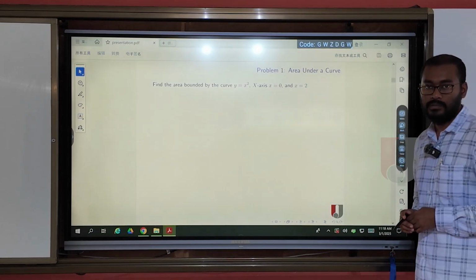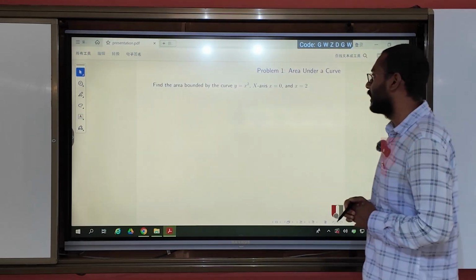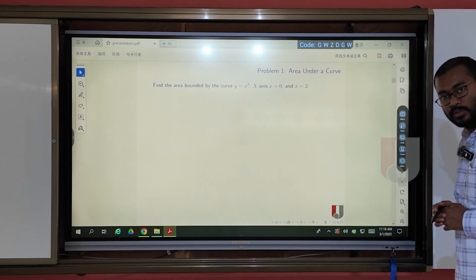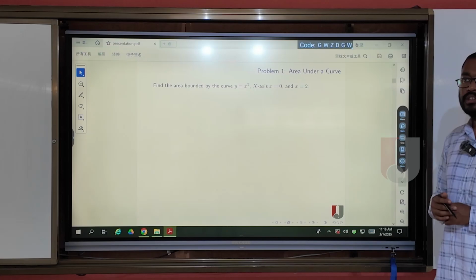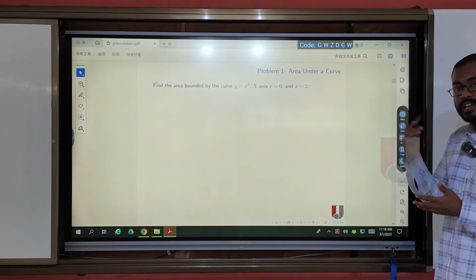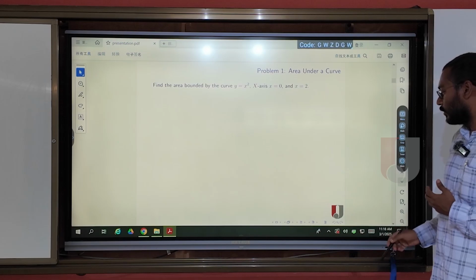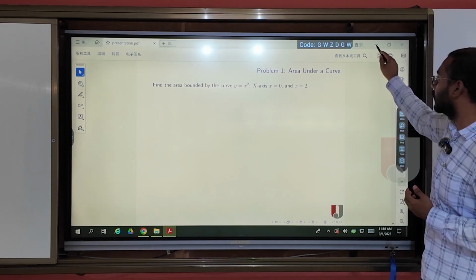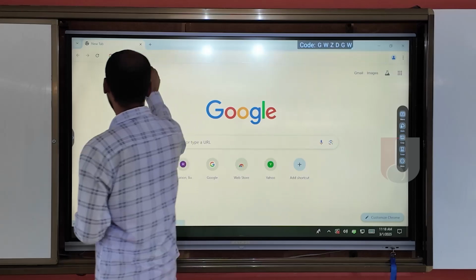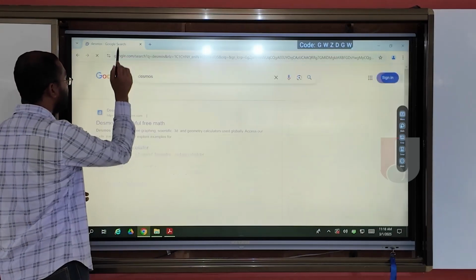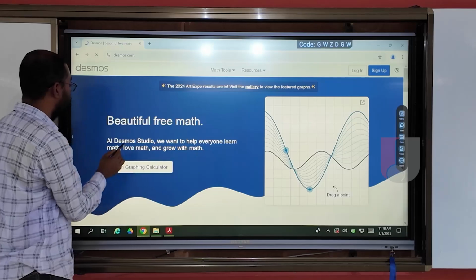Suppose another example. So how do we interpret that? Suppose this is the curve y equal to x square, and we have to compute the area under the curve, above the x-axis, between x equal to 0 and x equal to 2. Inside that curve, how do we find the area? For this purpose, first we want to see the graph. This is a very important thing, how to do the graph. For this graph, we are using a very famous tool, Desmos. You can use it.